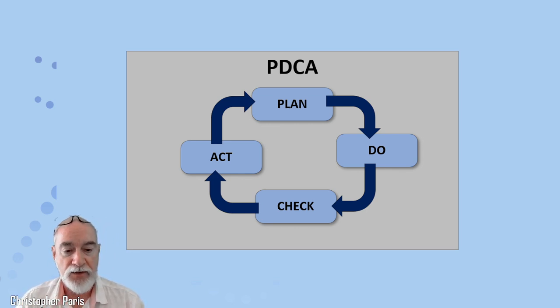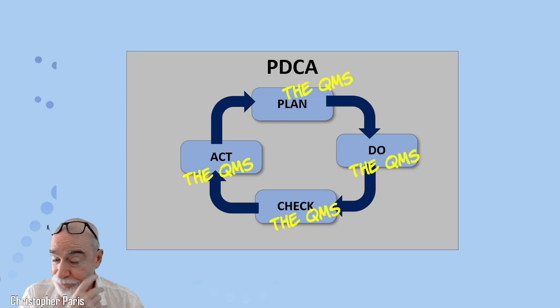Pretty much everybody knows it, it's inarguable, right? So therefore, you're going to plan the QMS, then you're going to do the QMS, then you're going to check the QMS, and then you're going to act on what you found and improve the QMS. And that's what ISO 9001 is supposed to do.